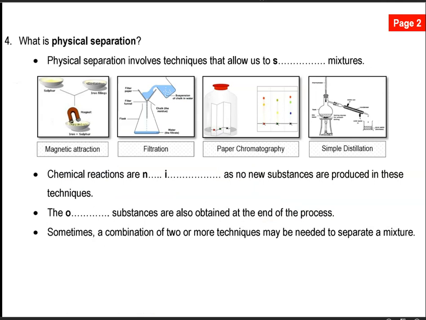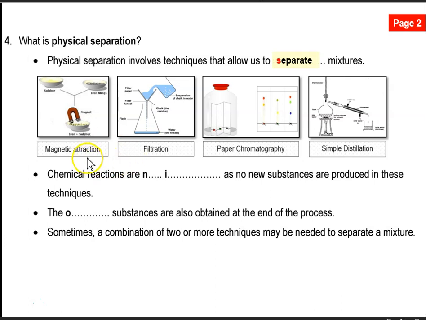Okay, so let's go on to page 2. What is physical separation? Now, physical separation involves many different types of techniques. If you look at the term physical separation, it means that these are techniques that allow us to separate mixtures. Now, there are a few types.